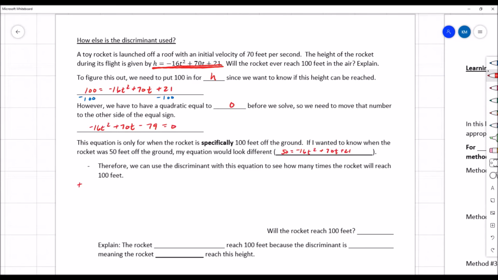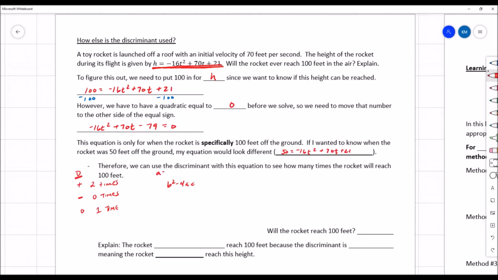If our discriminant is positive, it tells us our rocket will hit 100 feet twice. If our discriminant is negative, it will tell us that it won't hit. There are no solutions, no times where our rocket reaches 100 feet. And if our discriminant is 0, then at one time, at its maximum height, the rocket will reach 100 feet.